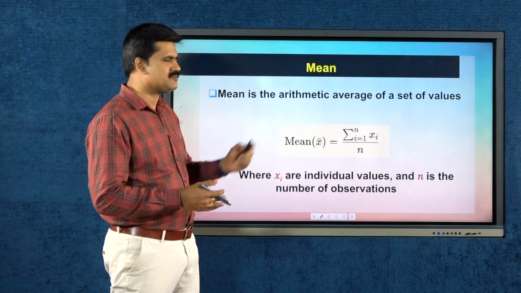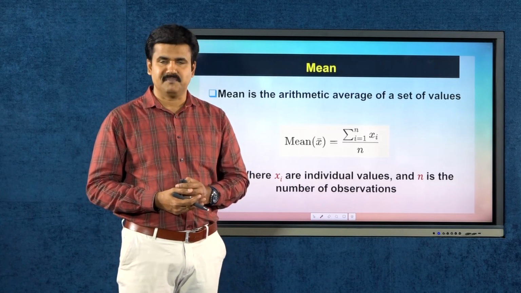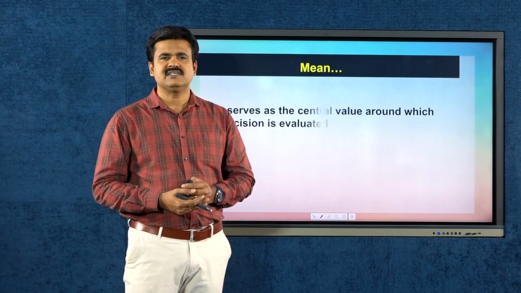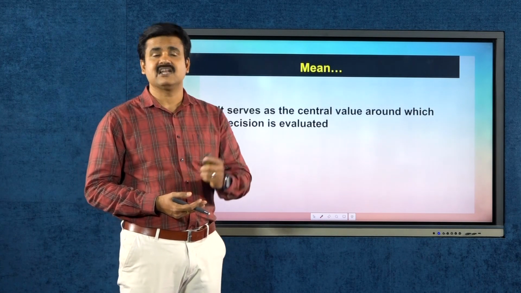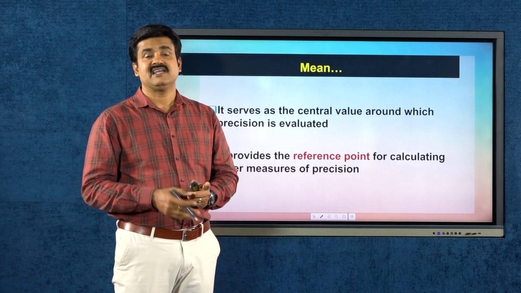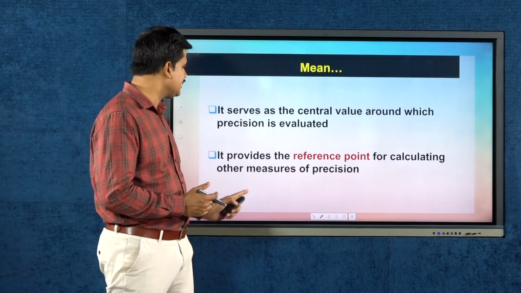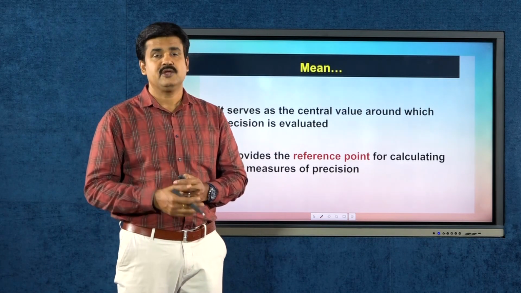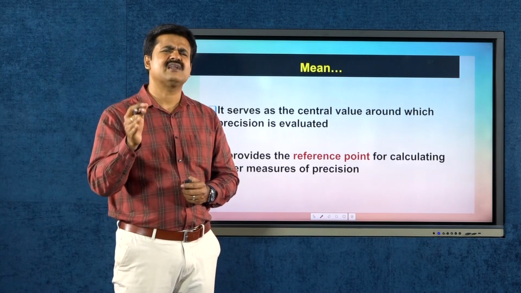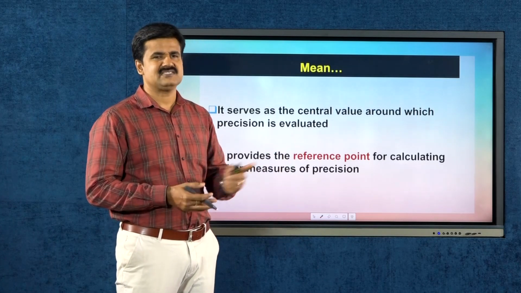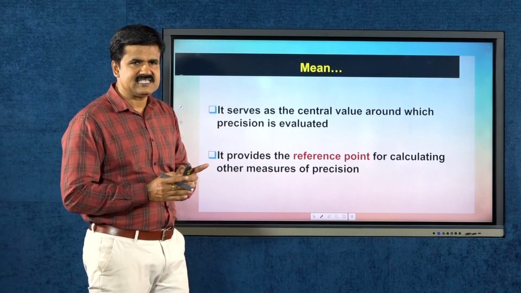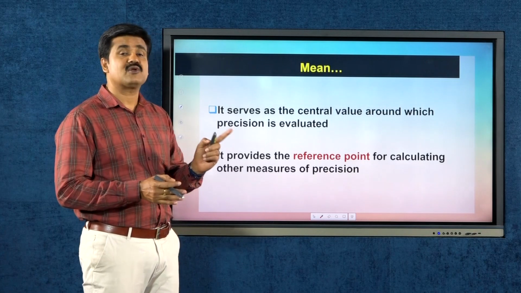So, by using this expression, it is possible to calculate the mean, which is the most simple method to express the precision also, and it serves as the central value around which precision is evaluated. It provides a reference point for calculating other measures of precision. You know, there are several methods like standard deviation, average deviation, etc. All are related to this basic quantity, that is mean. So, mean provides a reference point for calculating other measures of precision.